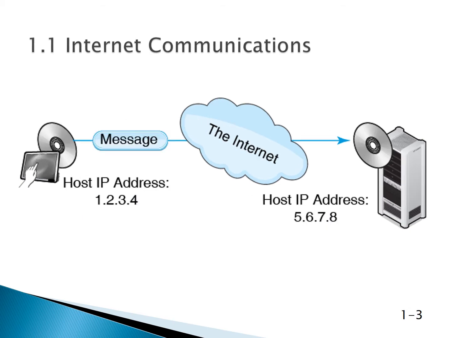One thing we would like to look at is what we call the address. Each device on the internet will be given an address. For example, in this case, the client computer, the tablet here, has a host IP address, for example 1.2.3.4, and the host IP address is 5.6.7.8. This is the mechanism by which devices are able to find each other on the internet.